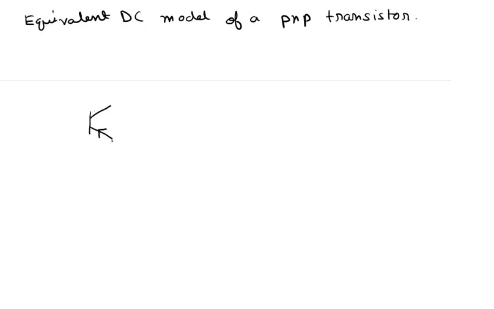And as we know that in a PNP transistor, the current actually flows into the emitter. Okay, so IE is actually directed in this direction. This is the emitter, which is P type. This is the base, which is N type, and this is the collector, which is again P type. Okay, so the base should be connected to a negative voltage source because the current should actually flow into the emitter and flow out of the base.